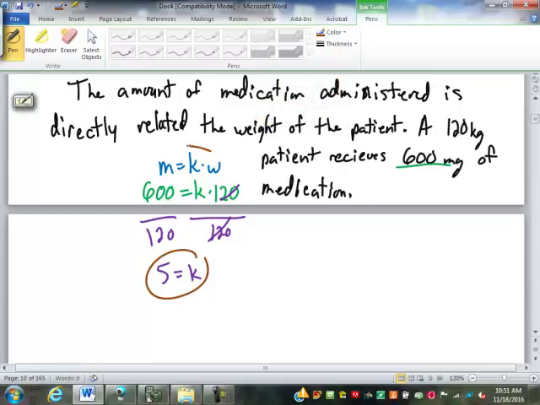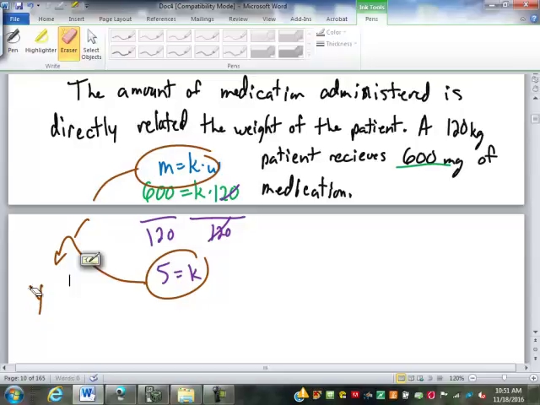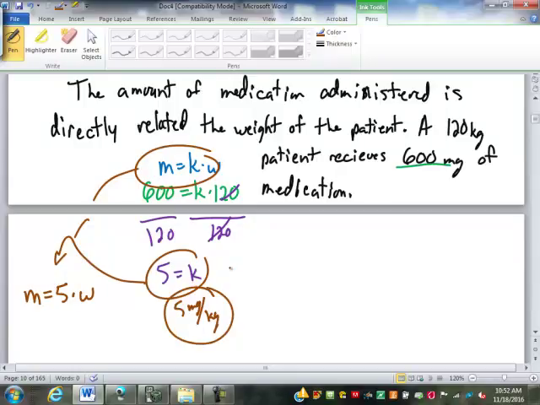So the relationship here is y, or not y, but m, the amount of medication, is equal to 5 times the weight, 5W. Now obviously it's not really 5 times, so it's not 100 kilograms times 5 would be 600 kilograms. So really what this 5 is, is it's 5 milligrams per kilogram. There's units to it. So what this is saying is if you looked at the label for this medication, it would say 5 milligrams per kilogram per however, whatever period of time it would be specified.